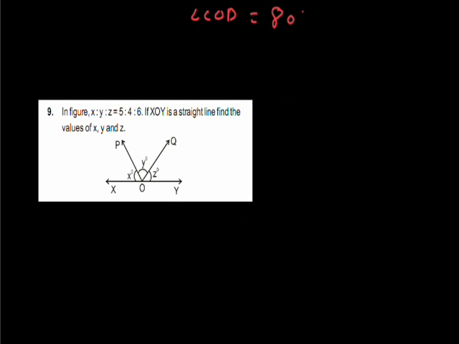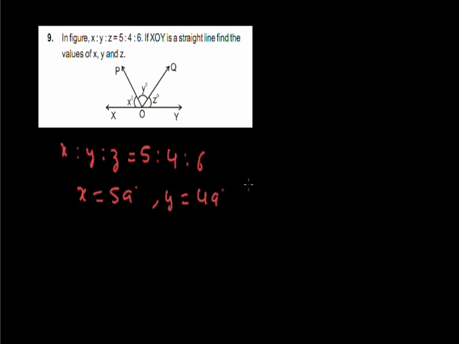In the next question, we have angle X is to Y is to Z is equal to 5 is to 4 is to 6. If XOY is a straight line, find the value of XYZ. We know that if X is to Y is to Z is equal to 5 is to 4 is to 6, then we can say that angle X is equal to 5a degree, angle Y is equal to 4a degree, and angle Z equal to 6a degree.